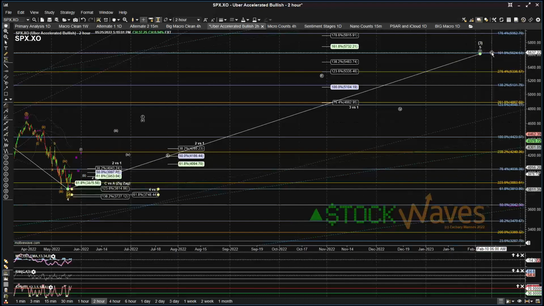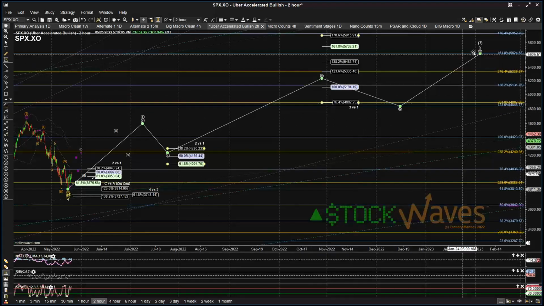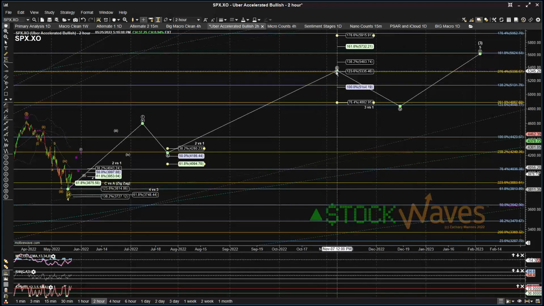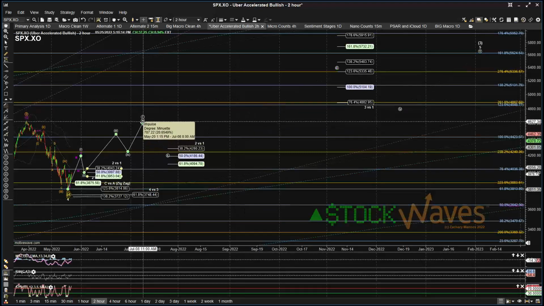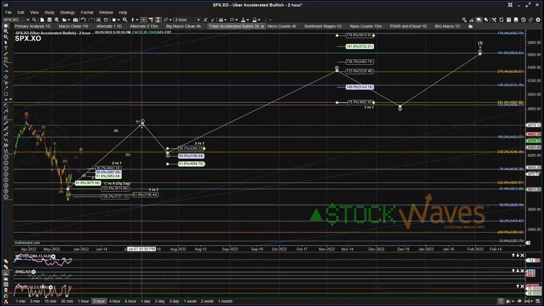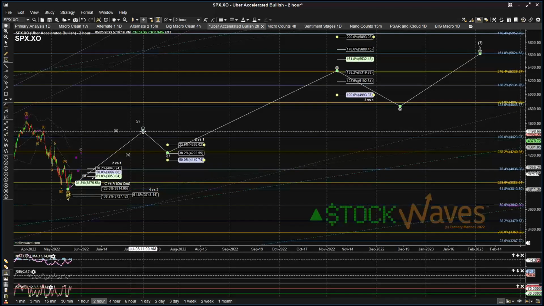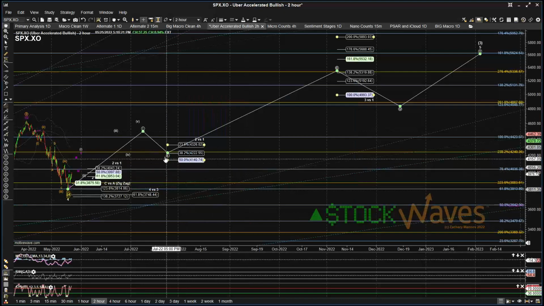So if that's our target for the minor degree fifth wave, that minor degree fifth wave should be 5 waves. And if we're going to be 5 waves, the normal proportions, actually normal, let me disconnect this from the wave 1, our most normal proportions would look a little bit more like this.